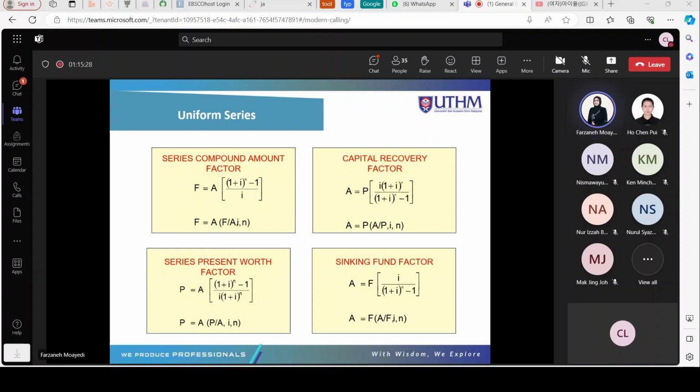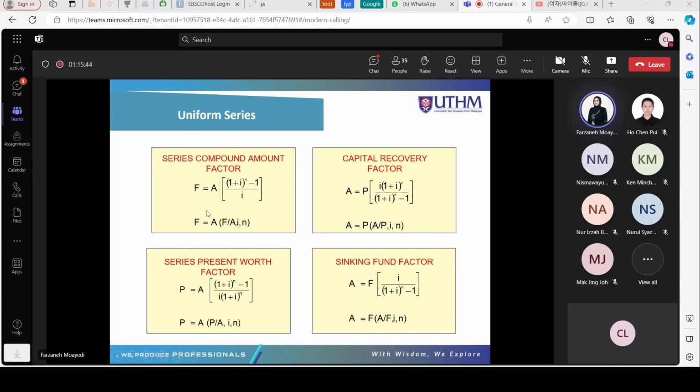So each one of these could actually be missing, and then you can definitely find it. And the uniform series could be based on future and present at the same time. So that's why we have four different formulas. The first one is the series compound amount factor.